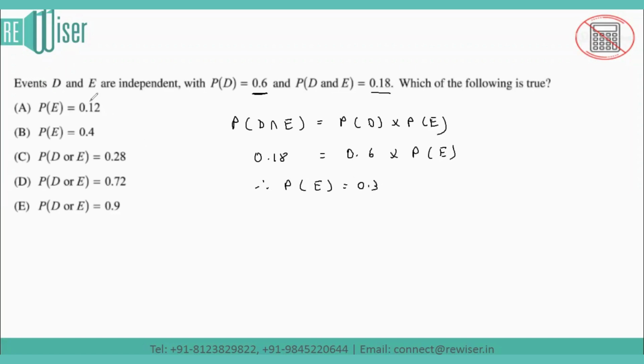Now we'll check out the options. The probability of E they have given is 0.12 and 0.4. So these two are not the valid options for this particular question.